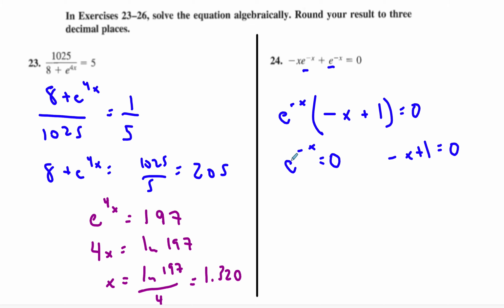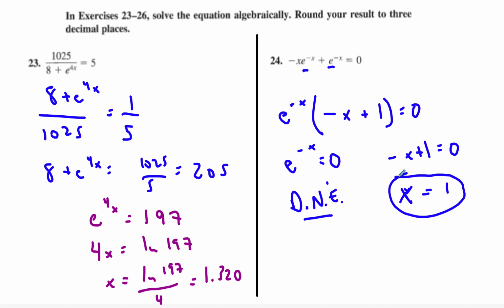So when is e to the negative x equal to 0? Well, if you take the natural log of 0, guess what you get? What is the natural log of 0? E to what power is equal to 0? Wait! Does not exist. Is it possible to take a positive number and raise it to something such that even though it's decay, it ever gets to 0? No. Hopefully you see this as x equals 1, and that is your answer. You're done.